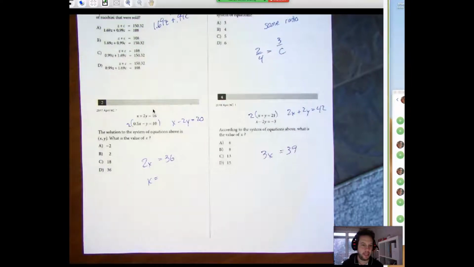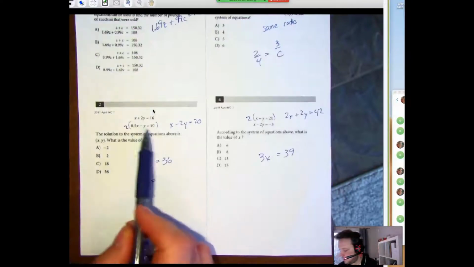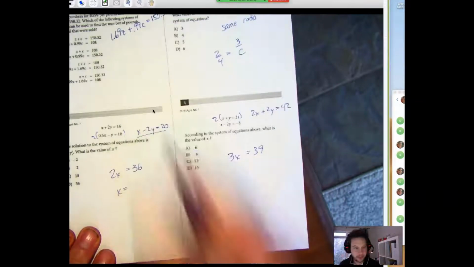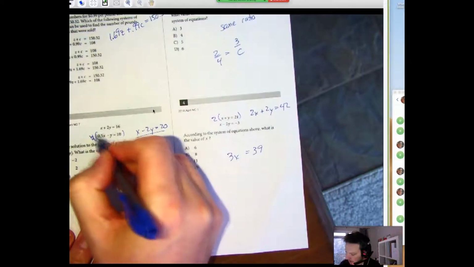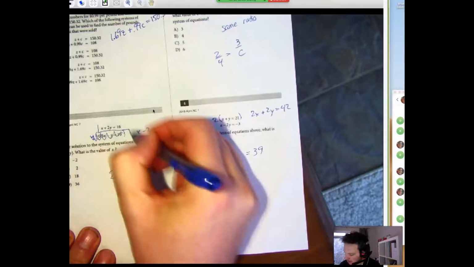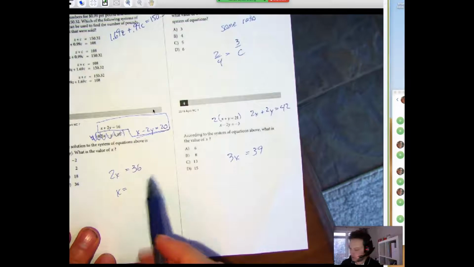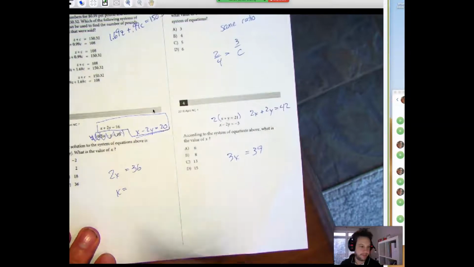So if I want to find X, I want to eliminate Y. So that's why I decided to multiply this bottom equation by 2. And then I got this over here. And then I added these two. The Y's go away, and I get 2x equals 36. And then you can find X from there.